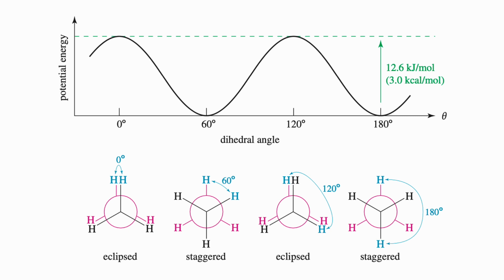We have the all eclipsed conformation, where every hydrogen atom is eclipsed with every other hydrogen atom. And we have the all staggered conformation, where all the hydrogen atoms are staggered with a dihedral angle of 60 degrees. So these just keep repeating again and again, and the difference in energy between those two conformations is 3 kilocalories per mole.